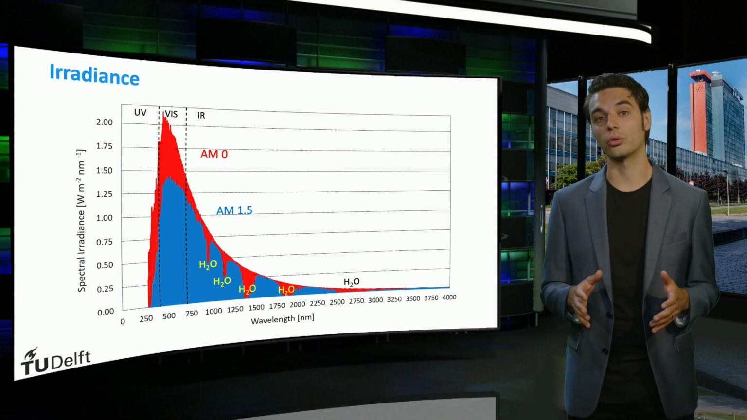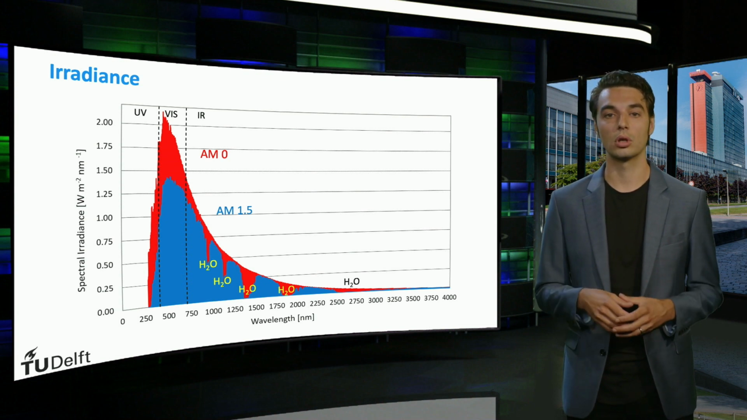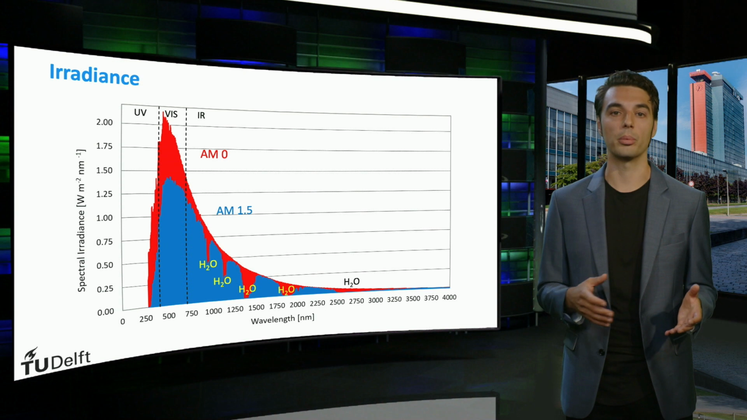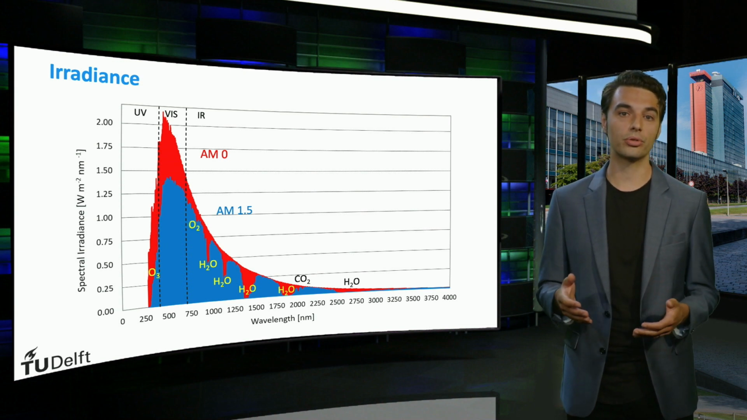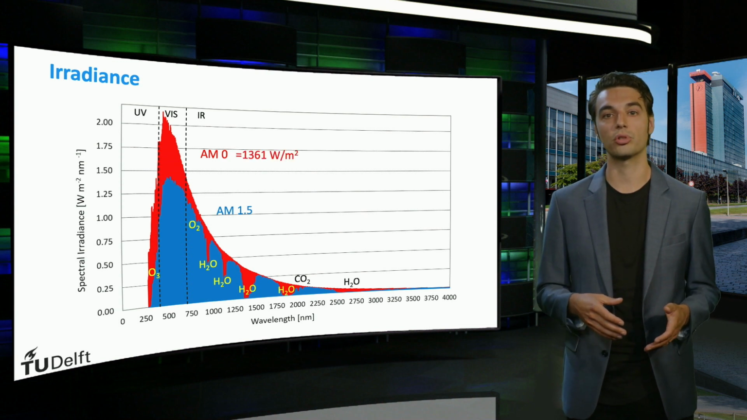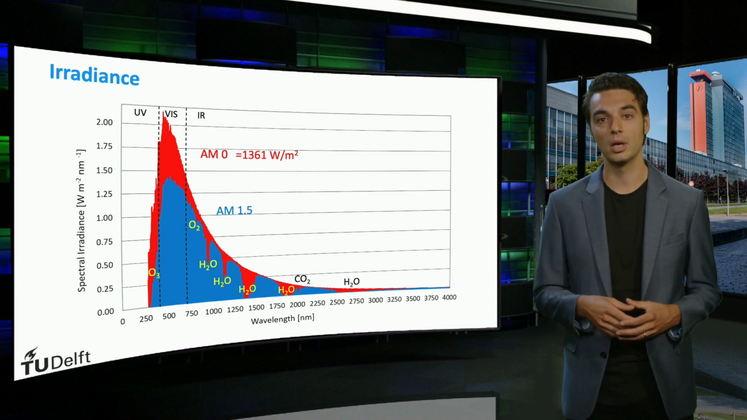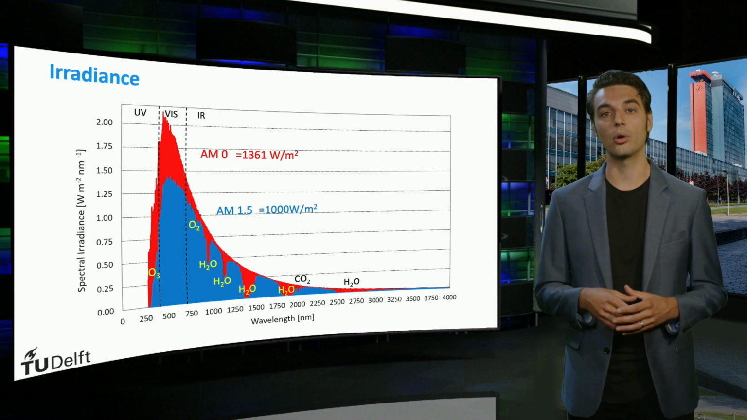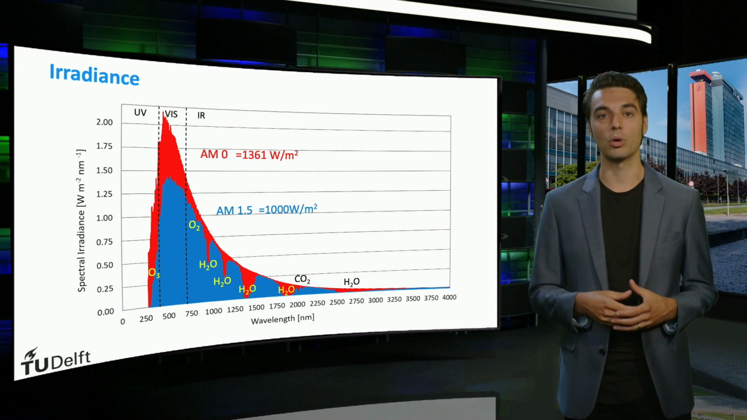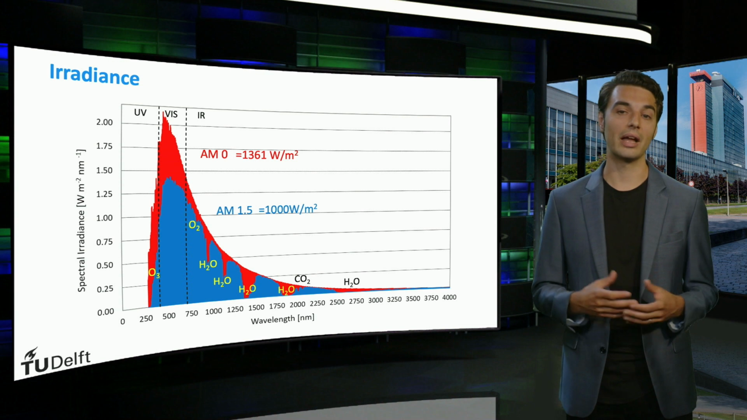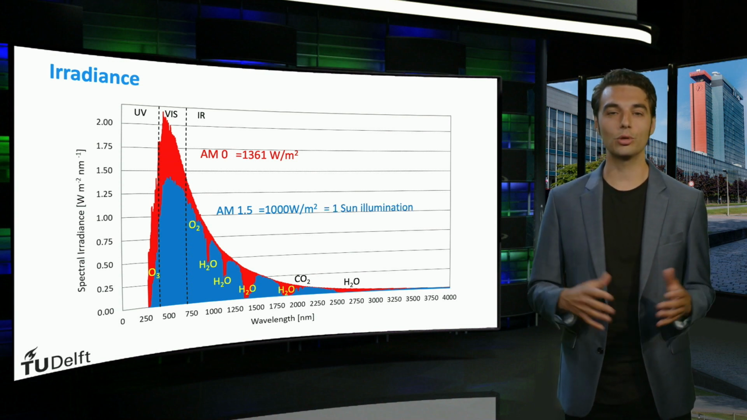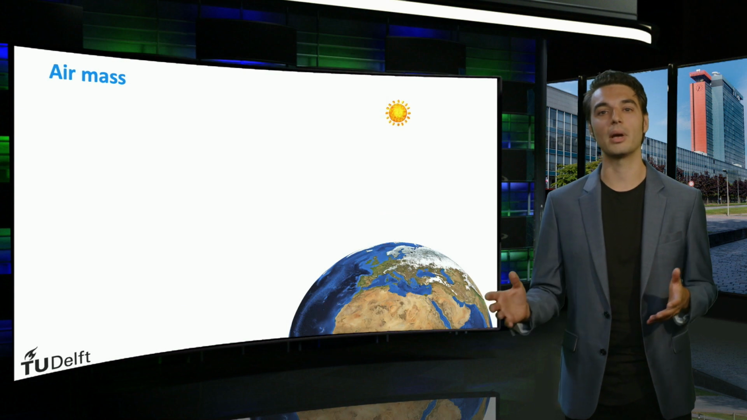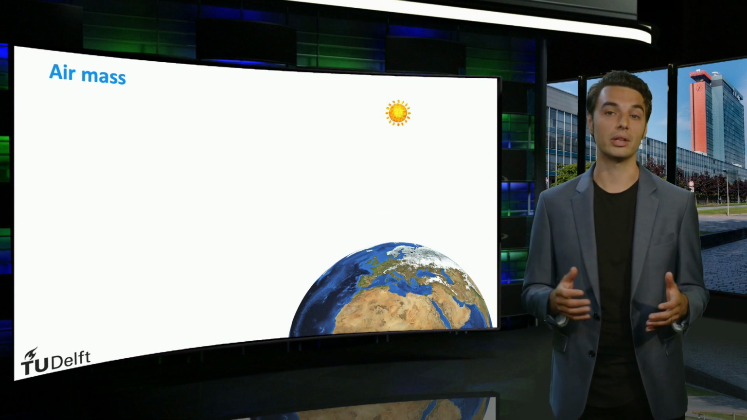Most bands are caused due to the light absorption by water molecules, but absorption is also caused by carbon dioxide, oxygen, and ozone. The absorption in the atmosphere causes the total irradiance to decrease from about 1360 watts per square meter in the AM0 spectrum to approximately 1000 watts per square meter in the AM1.5 spectrum. The latter is known as one-sun illumination. As we have just discussed, solar radiation passing through the Earth's atmosphere is attenuated.